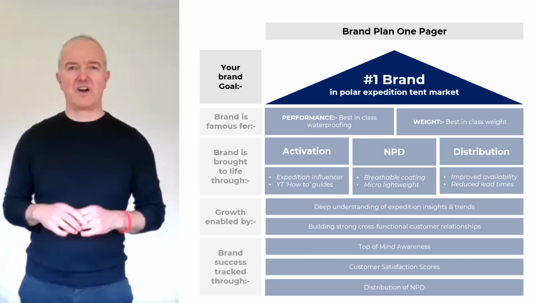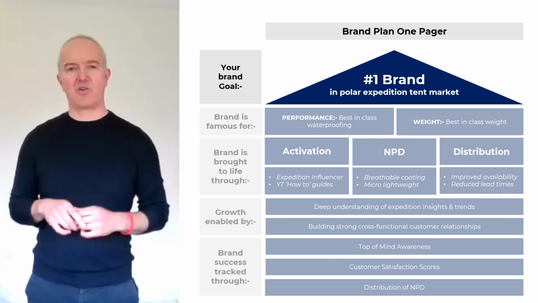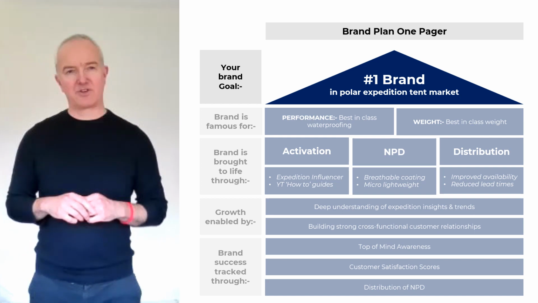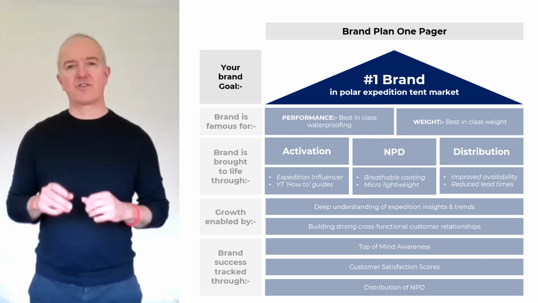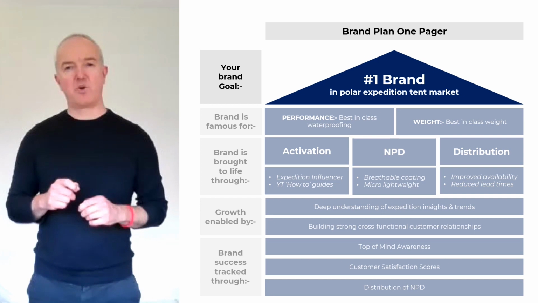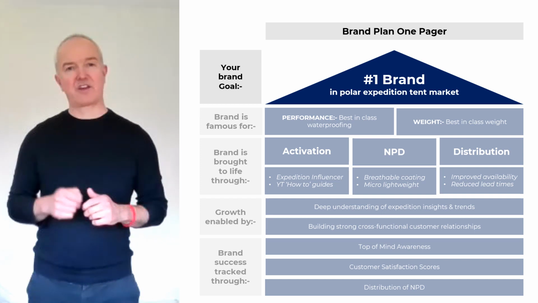The first thing you need to define for your brand marketing plan is your brand goal. The more specific you can be here, the better, as you'll make sure your brand plan is much more focused. In the case of our fictitious tent brand startup, our aim is to become the number one in the Polar Expedition tent segment.